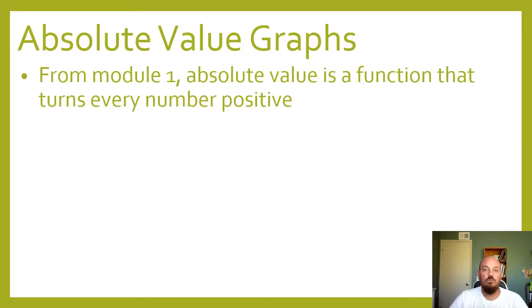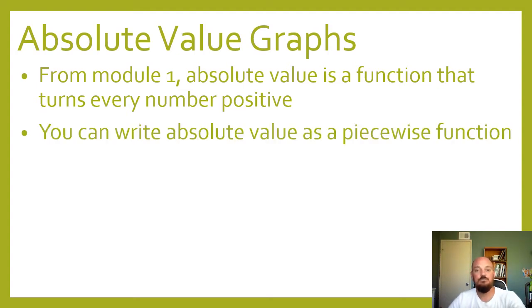So let's start with a quick review of what you already know about absolute value. Absolute value is a function that turns everything positive. So we said, if you have a number that's already positive, just leave it. The absolute value of 5 is 5. But if you have a negative number, it turns it positive. The absolute value of -7 is positive 7.